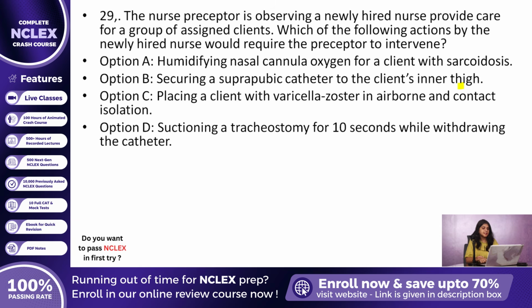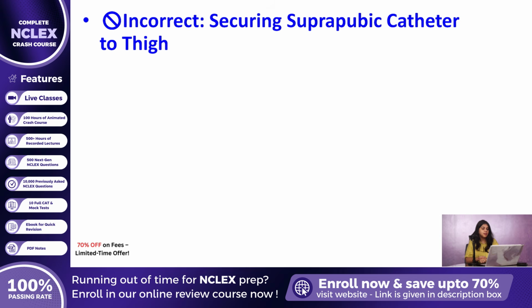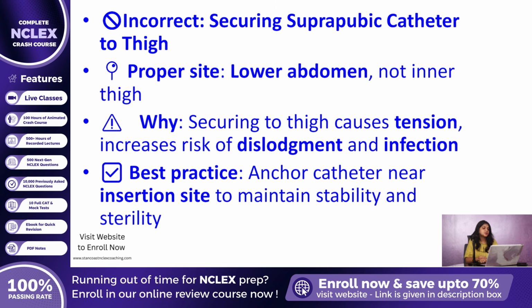The correct answer is option B, securing a suprapubic catheter to the client's inner thigh. Now let us break this down. A suprapubic catheter should be secured to the lower abdomen, not the thigh, to avoid tension at the insertion site, reduce the risk of dislodgement, and prevent infection.